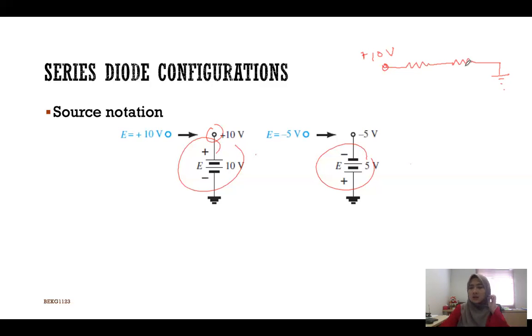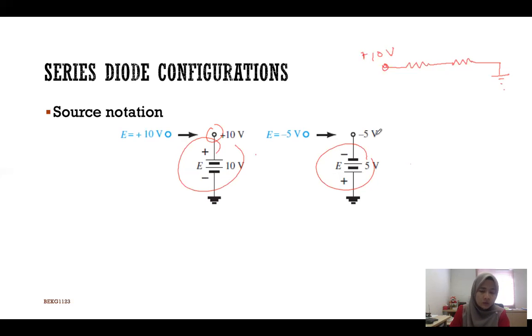Still, it is the electrical circuit. So when you have E equal to 10 volt, the symbol is actually like this, plus minus 10 volt. But if it's negative, the symbol is like this. This is negative and this is positive. So this is the difference between positive and negative.